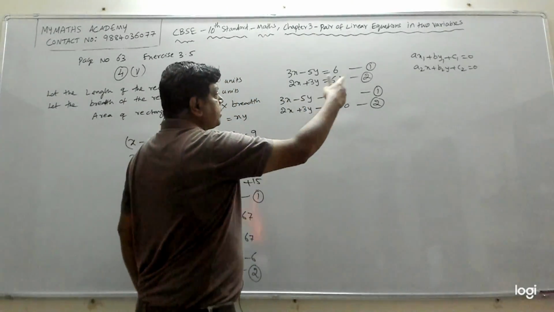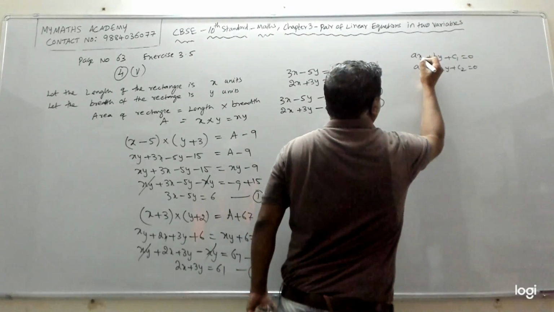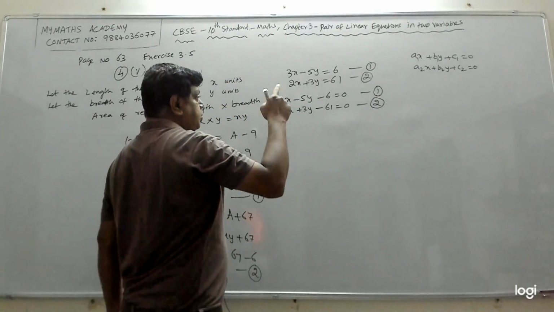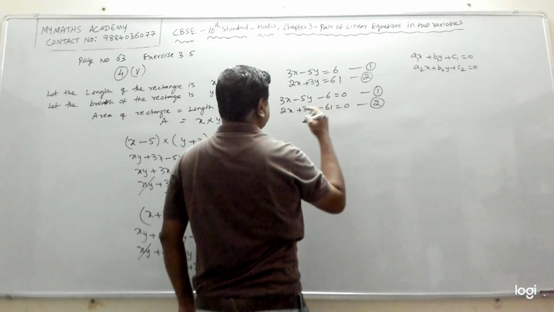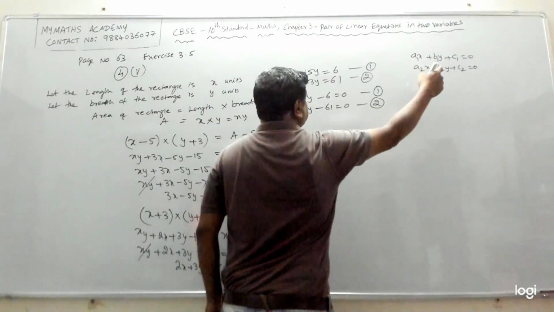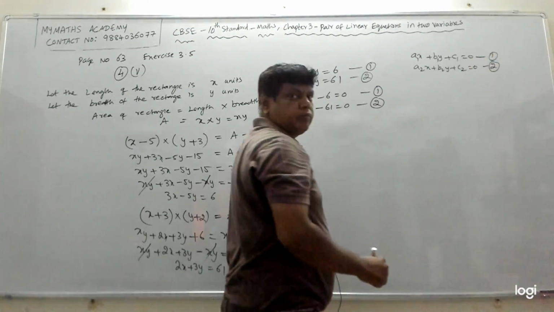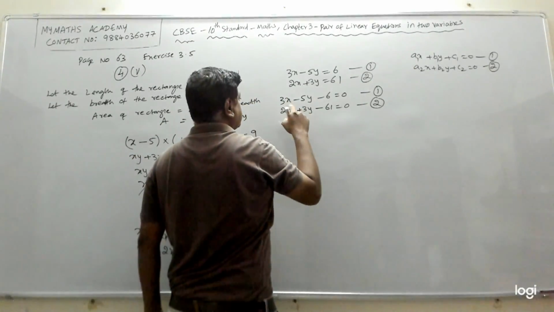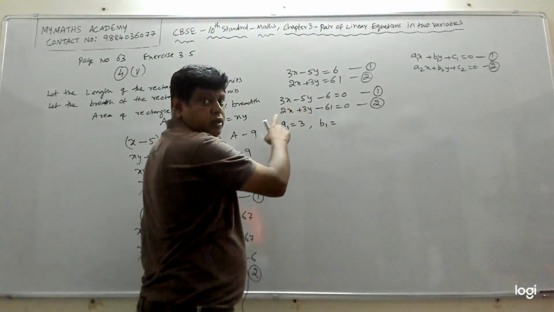Now let's compare. What is a1x plus b1y plus c1 equal to 0? Now compare these two. Then what is A1? A1 is the coefficient of x in the first equation. This is your first equation, and this is your second equation. Clear? Now A1 is what? A1 is the coefficient of x in the first equation, which is 3, comma B1 is minus 5.